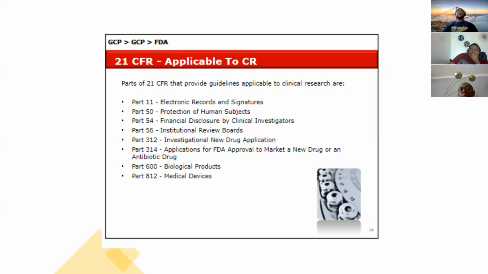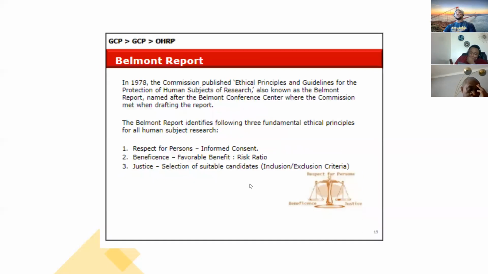21 CFR part 56 talks about the institutional review boards. Part 312 talks about the investigational new drug application, the IND. So how are they submitting that application to the FDA? Part 314 talks about the application for FDA approval to the market. So that's the NDA application. Part 600, biological products, and part 812, medical devices.